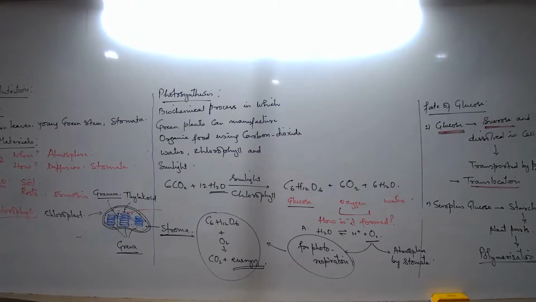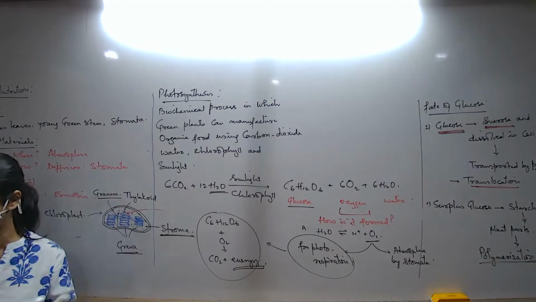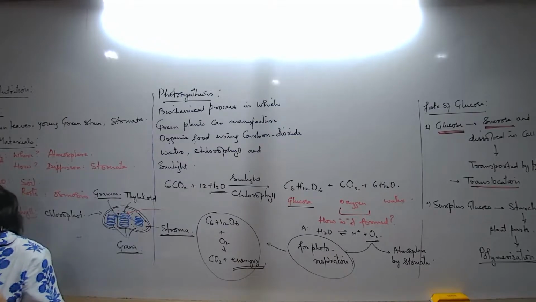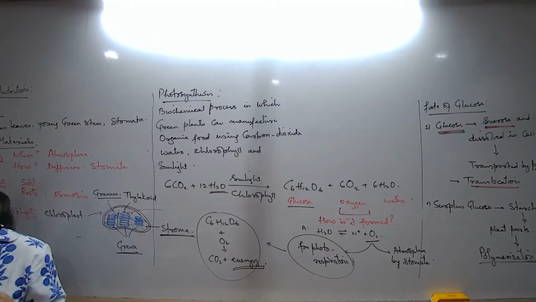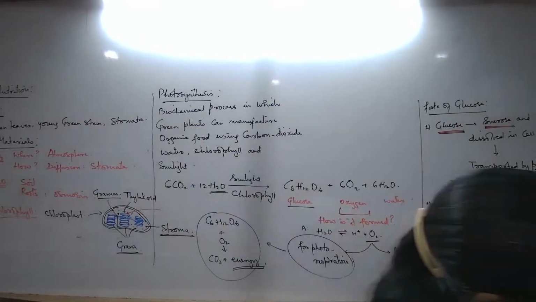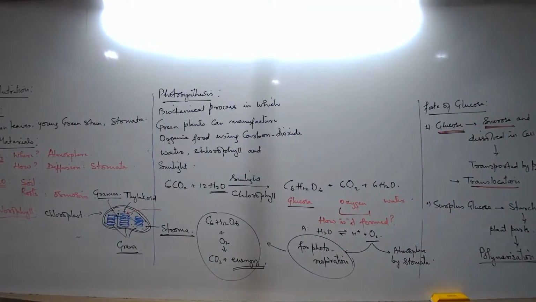What is the fate of oxygen? Again, I repeat, try to understand. What is the fate of oxygen? A major fraction of oxygen is always released into the atmosphere so that we can survive. We get oxygen from the plant. So a major amount of oxygen is released by the plants through the stomata into the atmosphere, and that is majorly used for animal respiration.